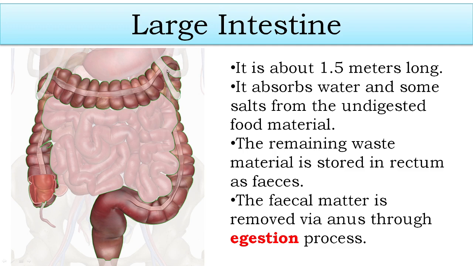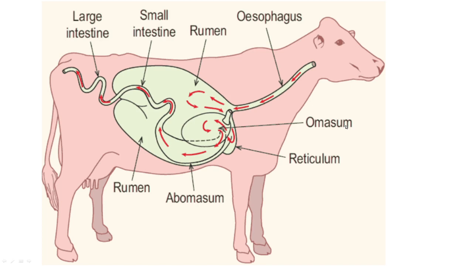So the semi-solid fecal matter from the large intestine will first be stored in the rectum, and from time to time it will be removed through the anus through the process called egestion. So with this we have completed the human digestive system.